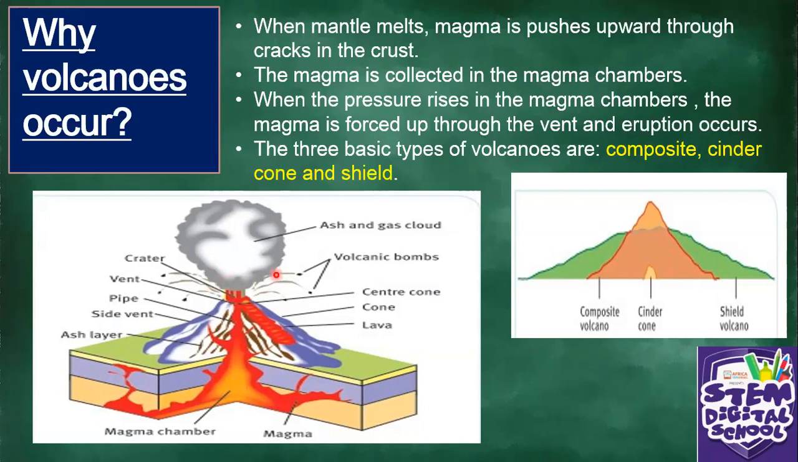So we have 3 basic types of volcanoes. There are several other types, but we were going to look at the 3 basic types. We have the composite, the cinder cone, and the shield. You can see on the picture on the right. The cinder cone is the small yellow one. A composite is that pink one. And a shield volcano is this green one, which has this shape. So those are the 3 basic types of volcanoes: composite, cinder cone, and shield.